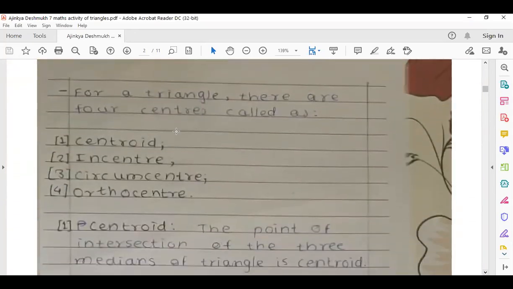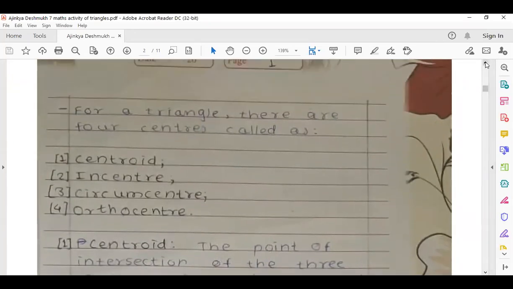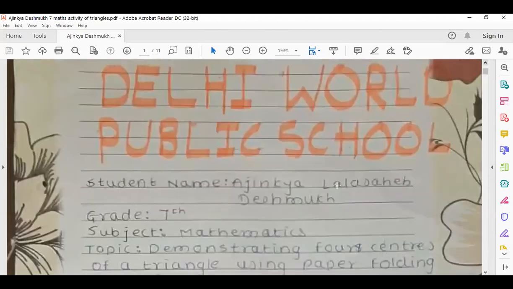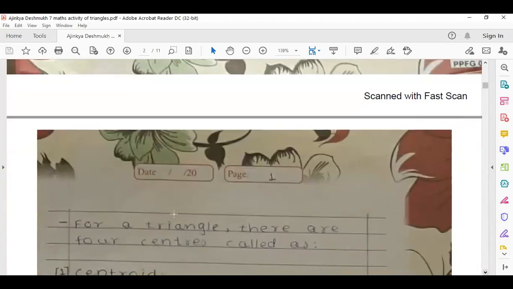For a triangle there are 4 centers. Firstly you have to write the name of the topic. What is the name of the topic? It will be: demonstrating 4 centers of a triangle using paper folding method. Now where you have written over here, on this page you have to write the topic of the activity.